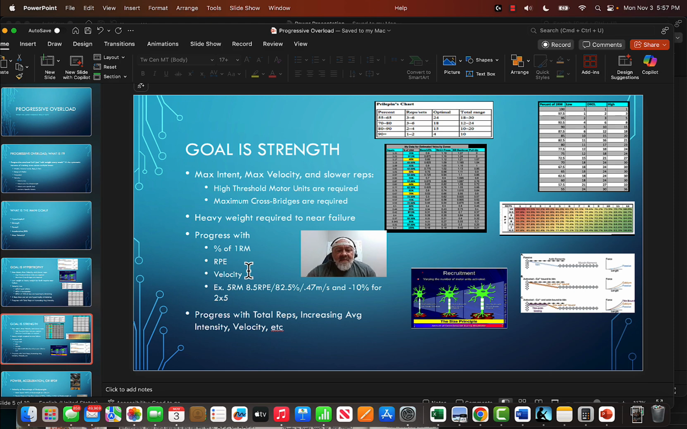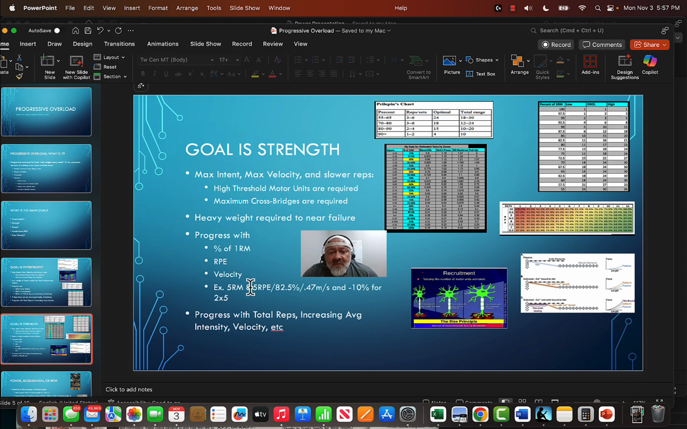Here's an example. So 1 week I'll say I want you to work up to a 5 RM around 8.5 RPE, which is about 82.5% of your max, which if it's a squat, it's 0.47 meters per second. And then I want you to do negative 10% for 2x5. And sometimes I might say on that last set, I want 5 plus, leaving 1 RIR. So there's so many different ways to do it.